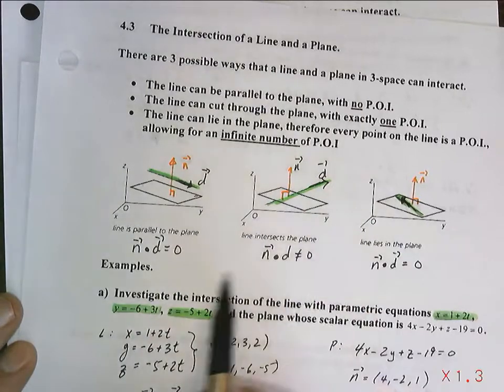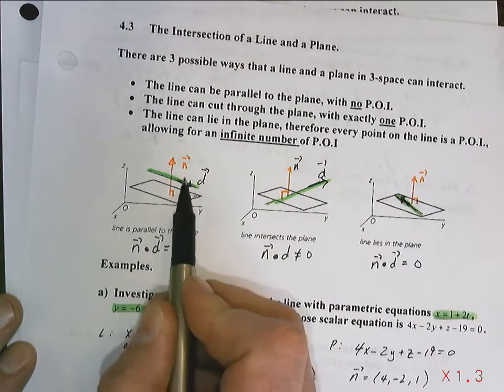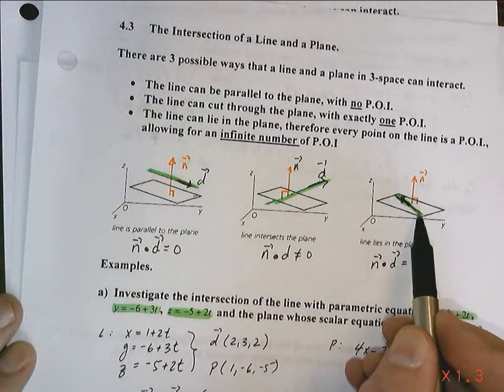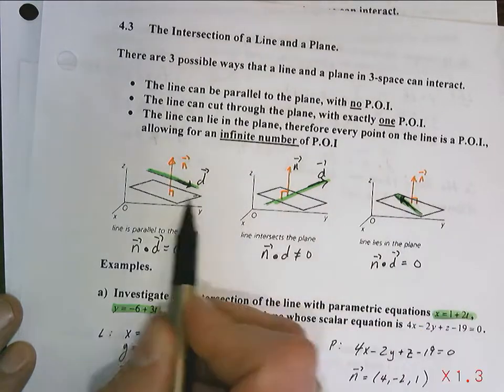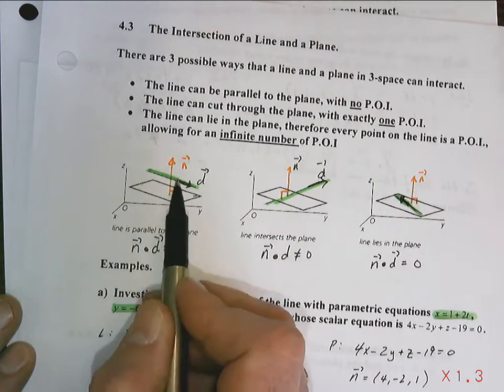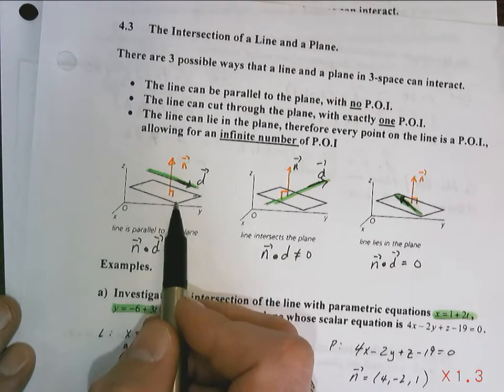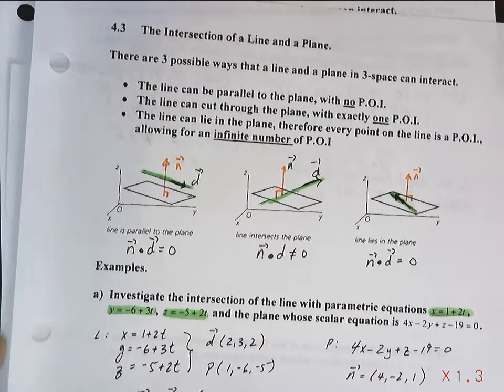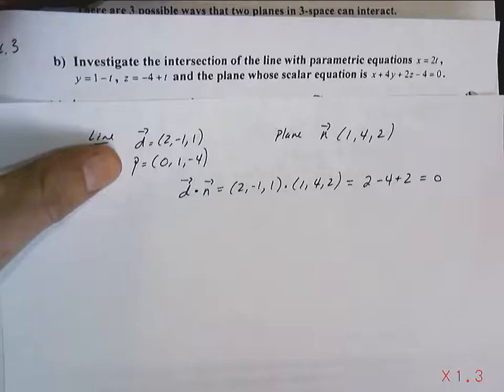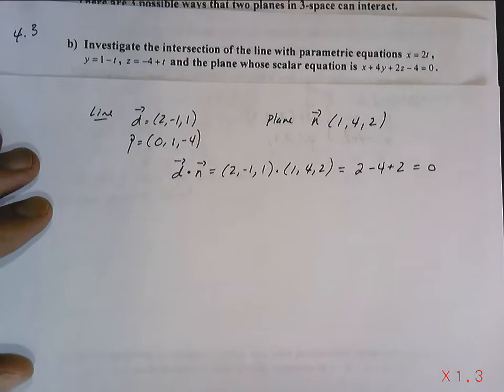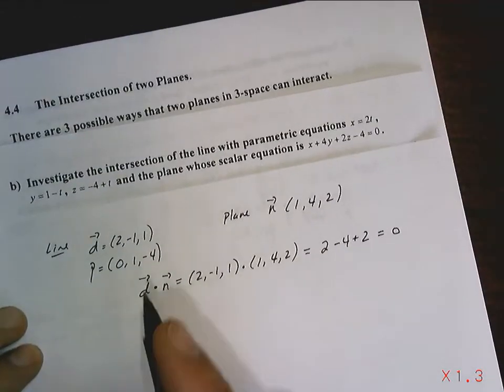So it's one of these two: either there's no point of intersection, or there's an infinite number of points of intersection because the line lies in the plane. Over here, the line is actually above or below the plane in this orientation. In other words, the line and the plane are distinct. Those are our two options.